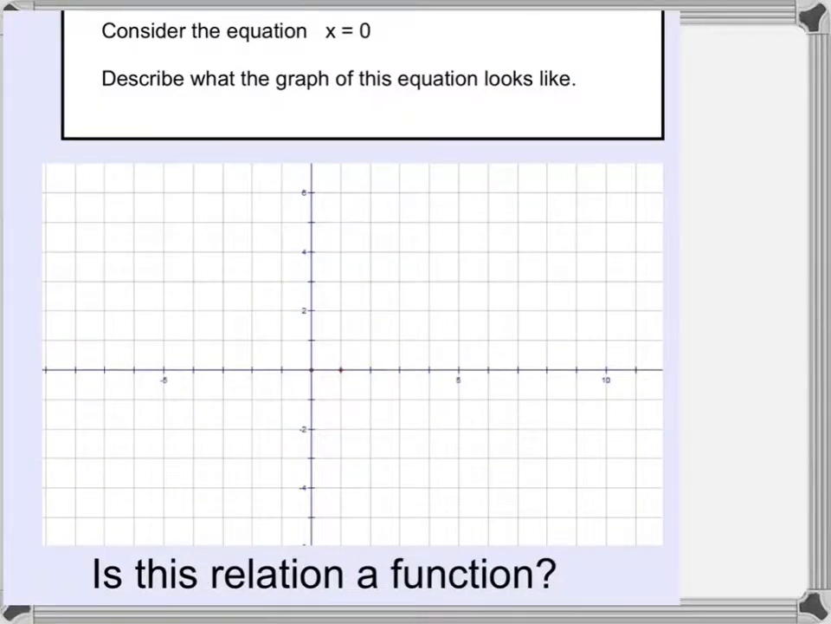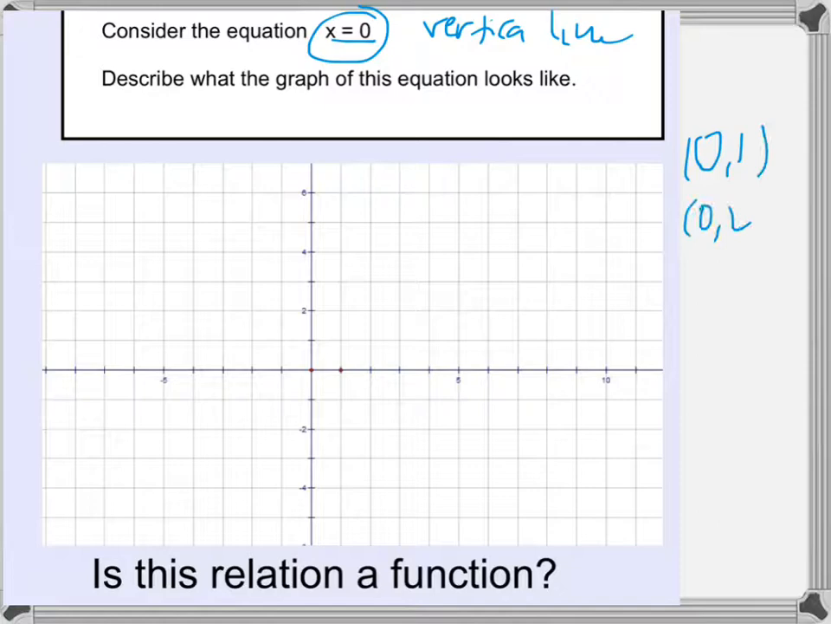Okay, there's just two more graphs here. Consider the equation x is equal to 0. Describe what the graph of this equation would look like. So again, x is equal to a constant means that it's a vertical line. And the thing about this vertical line is that it has a distance of 0 away from the origin. All the x-coordinates have a distance of 0 away. So we have (0, 1), (0, 2), (0, 3), (0, 4).